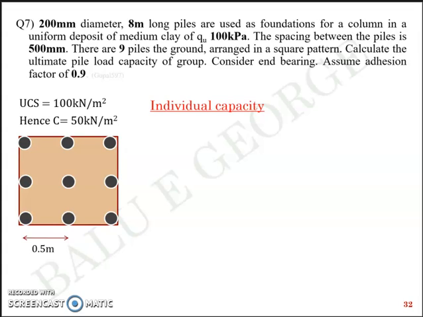So just like in the previous question, we'll start with the individual capacity. Individual capacity QG is equal to N into QU, where N is equal to 9. QU is not just alpha CAS, it is CNCAP plus alpha CAS, because in this particular question you are asked to consider the end bearing. So the first term takes care of the end bearing, second term takes care of the skin friction.